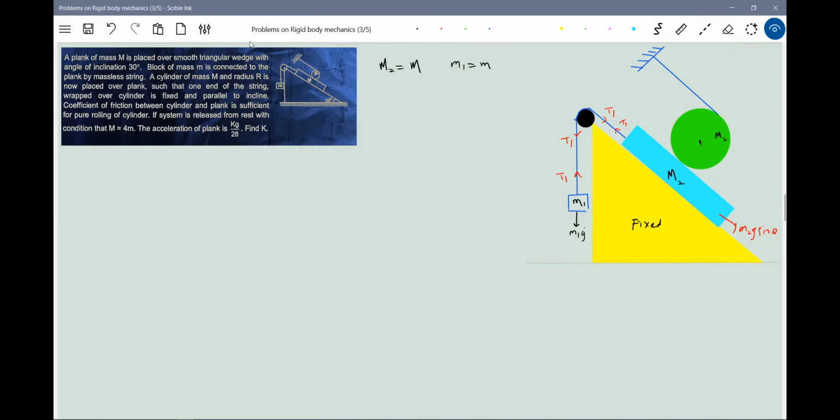What do we need to decide now? It says that the system is released, and find the condition that m equals 4m, the acceleration of the plank. Okay, further some relationship is also there. The coefficient of friction between the cylinder and the plank is sufficient for pure rolling of the cylinder. I think this is the very important part of the whole question. This sentence is very important. Now we'll see. It should roll. Will it roll down or roll up?